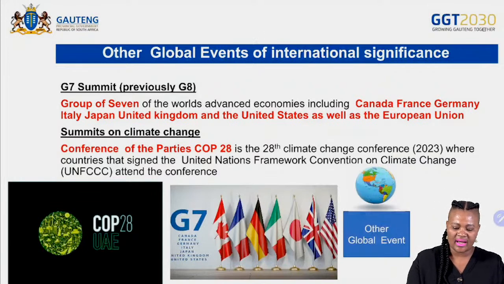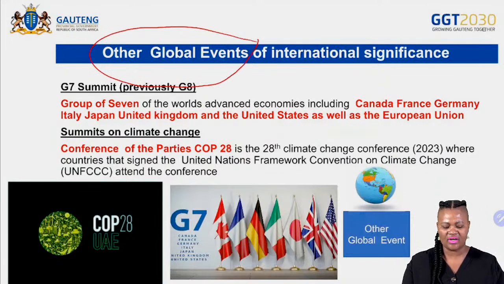So if you look here on the heading, we've got other global events of international significance. We have the G7 summit, which was previously known as the G8. The G7 summit is the group of seven of the world's advanced economies, including Canada, France, Germany, Italy, Japan, United Kingdom, and the United States, as well as the European Union.